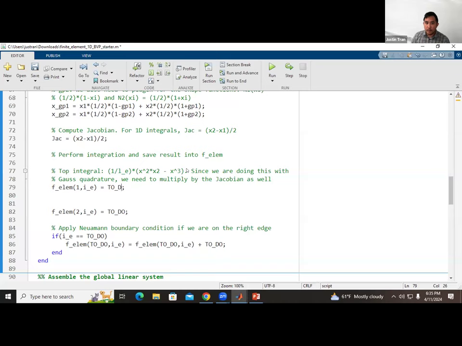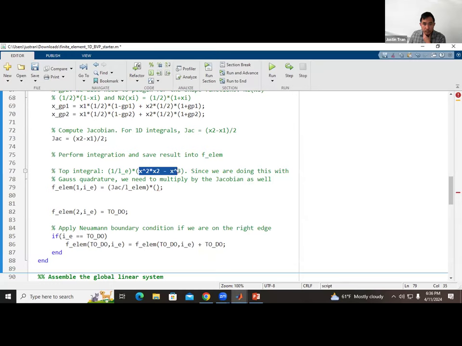First thing I'm going to do is, because this is just an arithmetic expression, I'm going to take the Jacobian that we just computed and divide it by the length of the element. So we're going to divide by ln. That takes care of the Jacobian, and that takes care of this factor here as well. All we have left to do is evaluate this integrand at our two Gauss points.